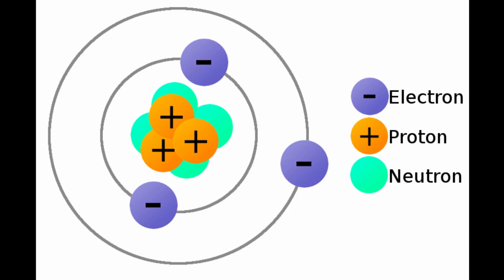Protons carry a single positive electrical charge, contributing to the overall positive charge of the nucleus. Neutrons are electrically neutral, meaning they possess no net electrical charge. Both protons and neutrons have approximately the same mass, which is defined as one atomic mass unit.